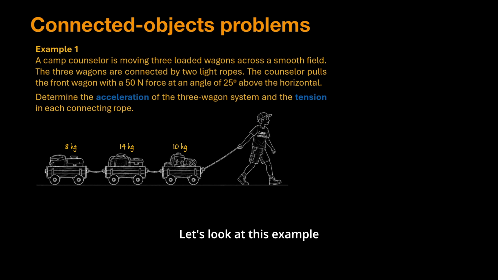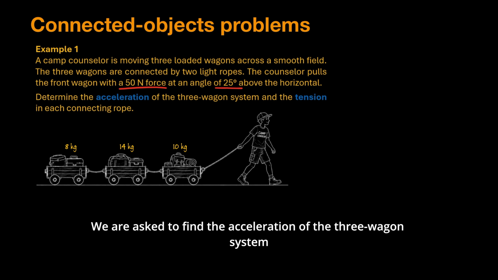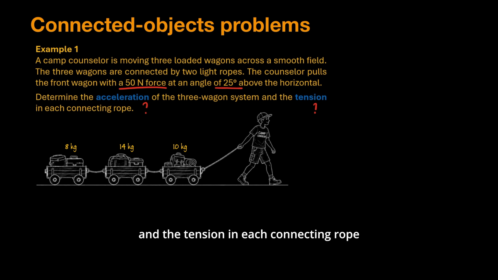Let's look at this example. A camp counselor is moving 3 loaded wagons across a smooth field. The 3 wagons are connected by 2 light ropes. The counselor pulls the front wagon with a 50 Newton force at an angle of 25 degrees above the horizontal. We are asked to find the acceleration of the 3 wagon system and the tension in each connecting rope.